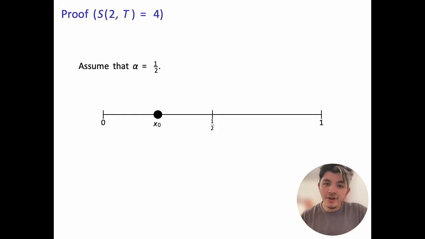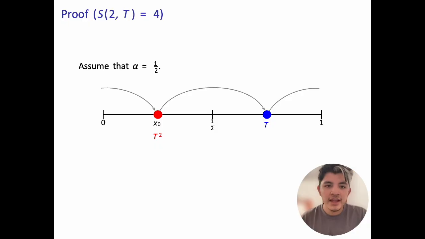Now, for the value of 4, we first assume that alpha is equal to 1/2. We take an arbitrary point and apply T. Now, observe that every integer is congruent to 0 modulo 1. Then it follows that 2 times alpha lies on the same point as x sub 0, this. And with a similar argument, 3 times alpha lies in the same point as T, this. And the same happens to T to the 4.